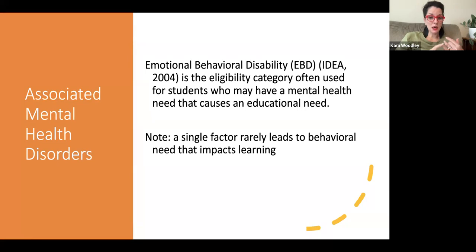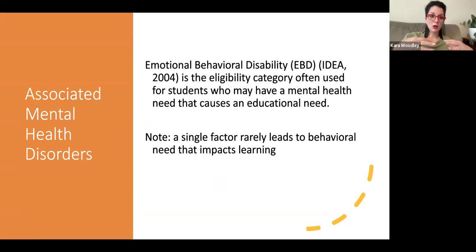I want to stop right here and say, I know that some students can have a mental health need and not need an IEP or not have a 504, and not all students who have emotional behavior disabilities may need an IEP all the time. Okay. And so remember, this is very individualized.